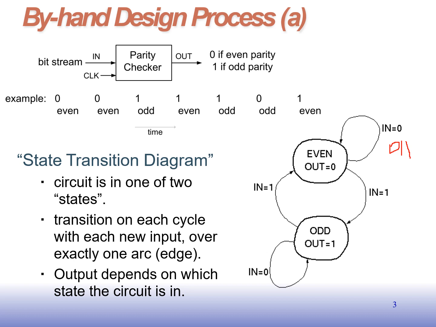If after 1 I give 0, then 1, then 0, this is also odd parity. So the sequence will be 0 1 0, 0 1 0. Automatically this is odd parity, and the output is 1. But if you look at this sequence, 0 1 1, it has an even number of ones, so it is even parity, and the output is 0. So this is the state transition diagram for the given sequence.